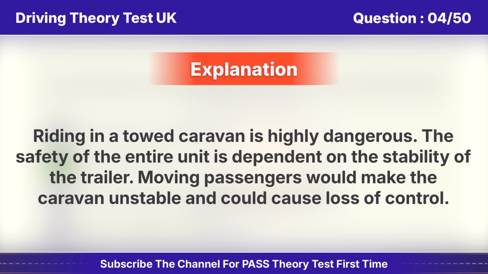Riding in a towed caravan is highly dangerous. The safety of the entire unit is dependent on the stability of the trailer. Moving passengers would make the caravan unstable and could cause loss of control.